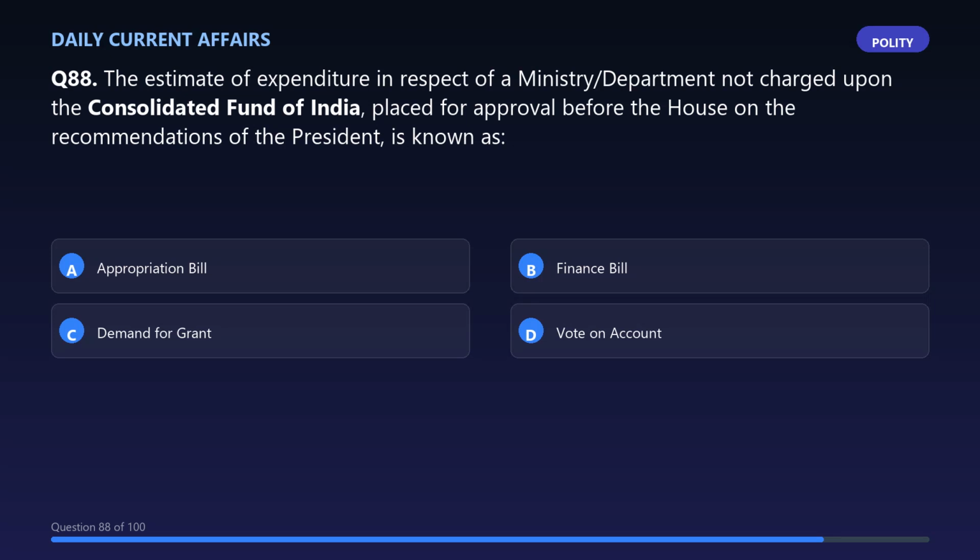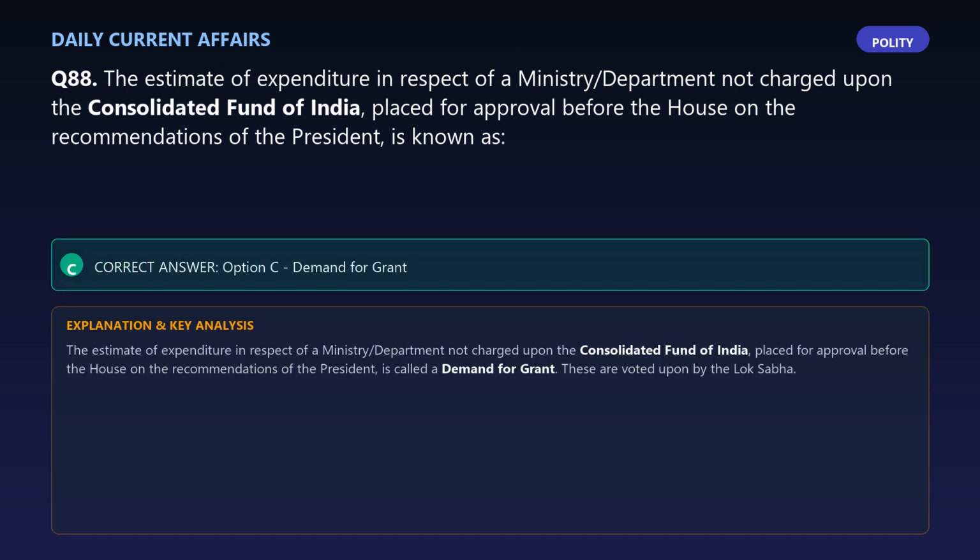Question 88. The estimate of expenditure in respect of a ministry department not charged upon the Consolidated Fund of India, placed for approval before the House on the recommendations of the President, is known as. The correct answer is option C, demand for grant. Explanation. The estimate of expenditure in respect of a ministry department not charged upon the Consolidated Fund of India, placed for approval before the House on the recommendations of the President, is called a demand for grant. These are voted upon by the Lok Sabha.